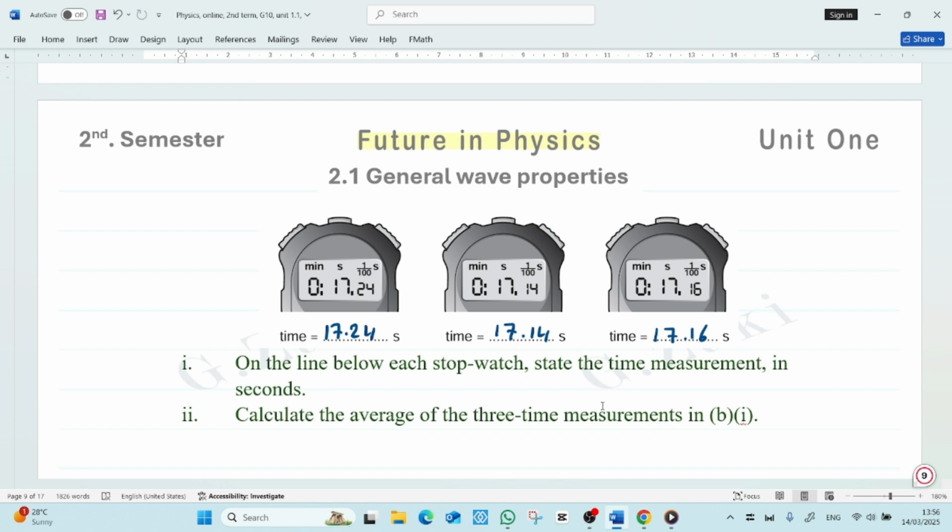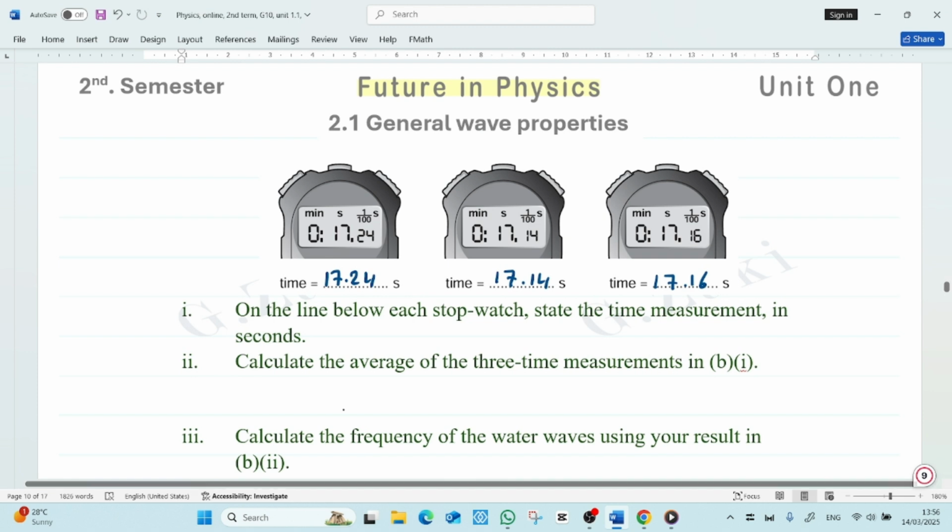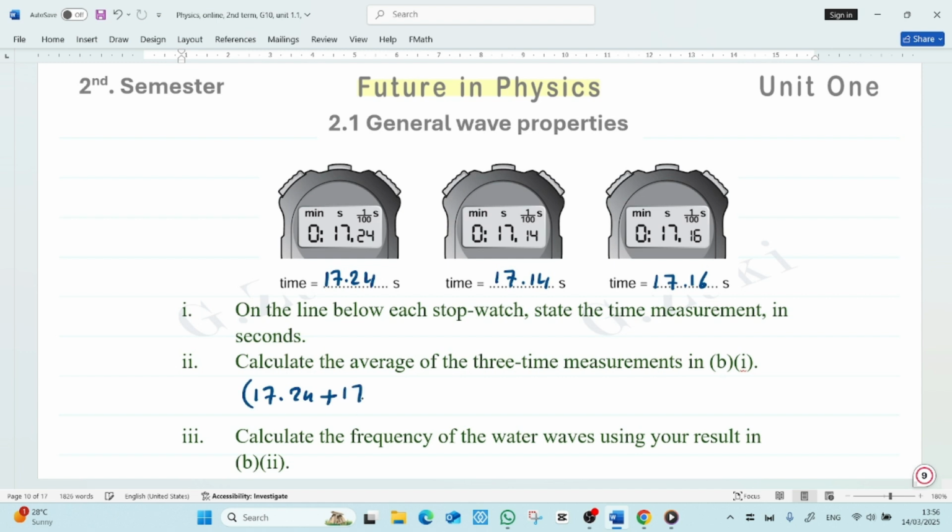Now, calculate the average. The average is the total divided by the number. Then we write 17.24 plus 17.14 plus 17.16 divided by 3. The answer is 51.54 divided by 3. So the answer is 17.18 seconds. This is the average.